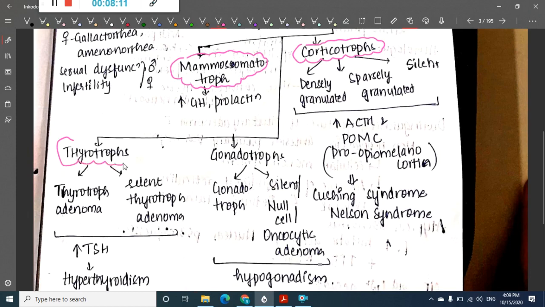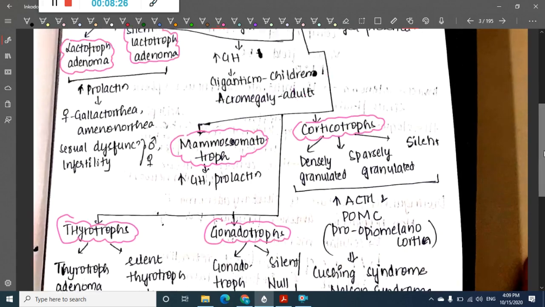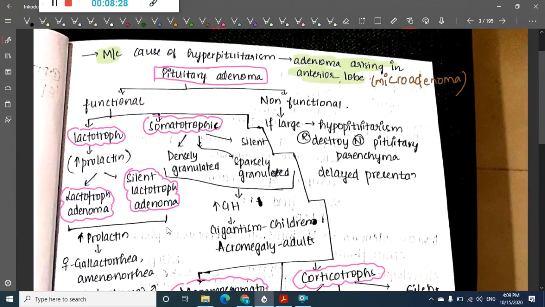Then we have thyrotrophic adenoma, which can be symptomatic or silent. Both these will lead to increased TSH. There can be gonadotrophic adenoma, which is again silent or symptomatic. Okay, which causes hypogonadism. So these are functional, that means based on the type of cell which has increased, they have their specific function. Then we have non-functional adenoma.